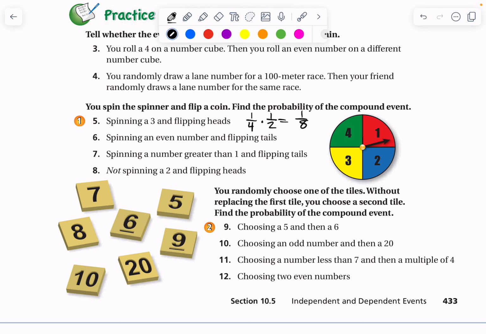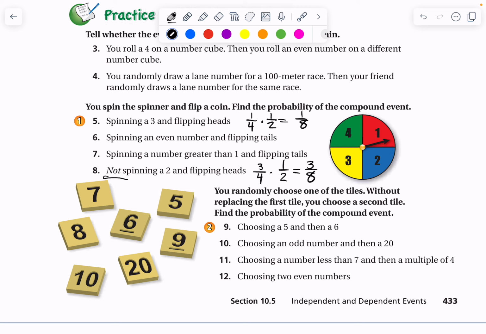If I wanted to know the probability of not spinning a 2 and flipping heads, then if I look at my spinner, the probability that I don't spin a 2 would be 3/4. The probability that I flip heads is 1/2. And that would give me a probability of 3/8 when I multiply them together. Again, that would be an independent event.